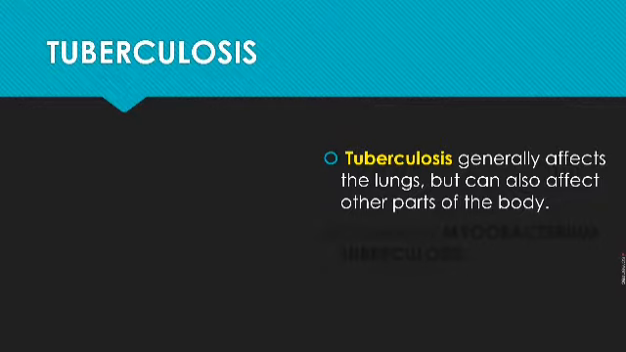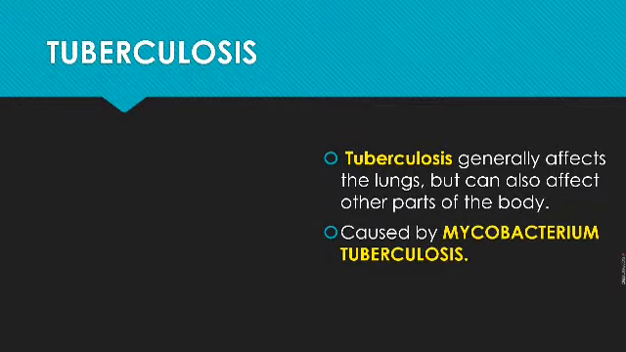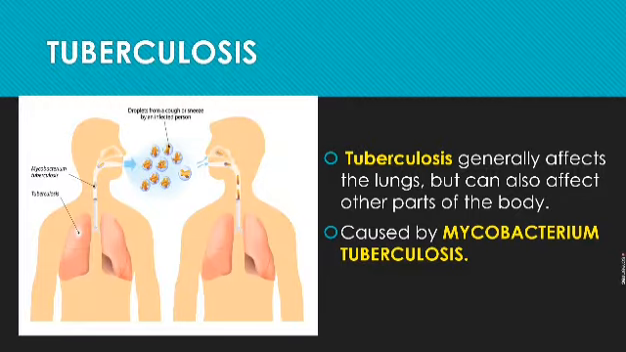Tuberculosis is a disease which generally affects the lungs, but it can also affect other parts of the body. The bacteria which cause tuberculosis is Mycobacterium tuberculosis. As you can see in the picture, the Mycobacterium tuberculosis is present in the windpipe and the disease tuberculosis is present in the lungs, and it can be transferred from one person to another through droplets from a cough or sneeze.